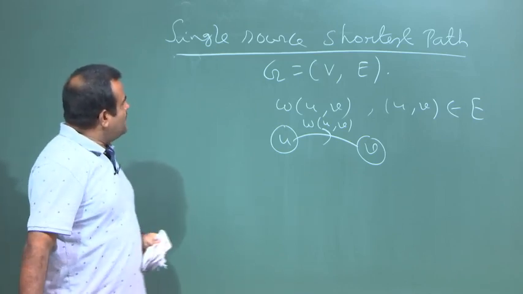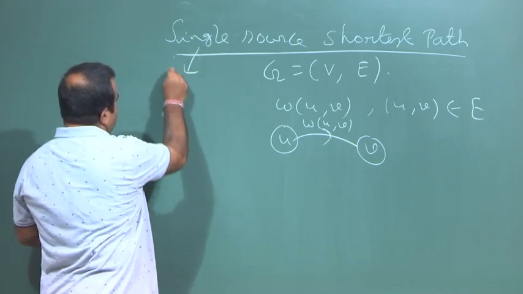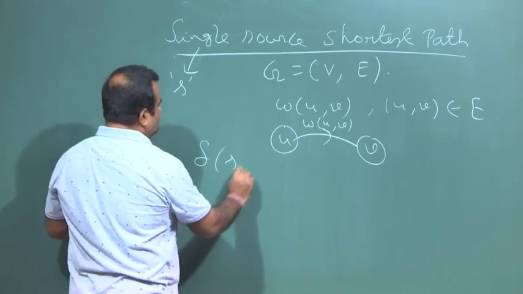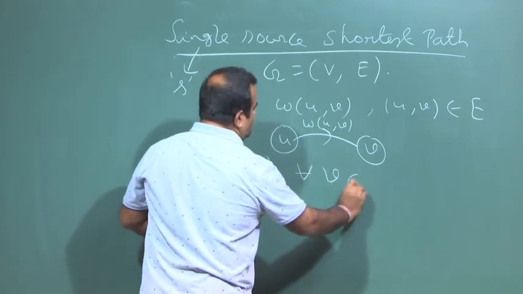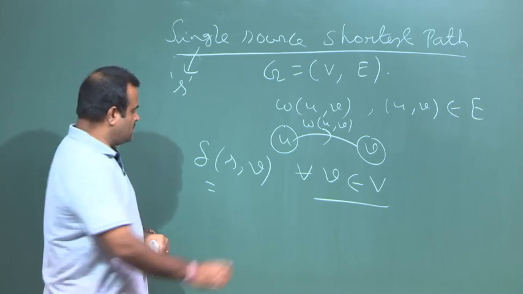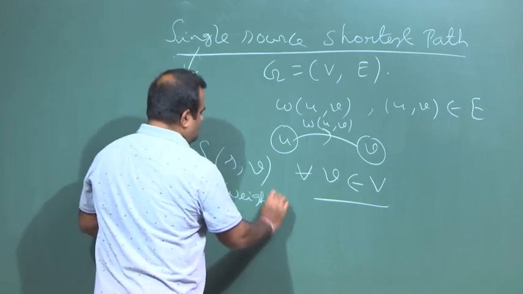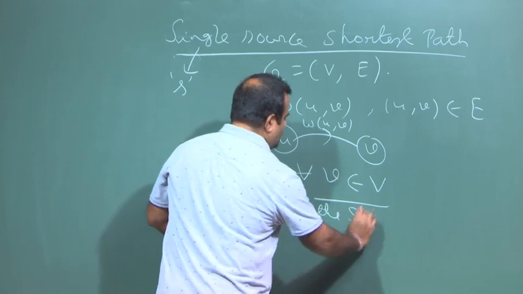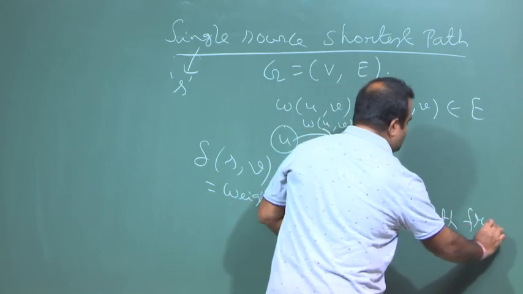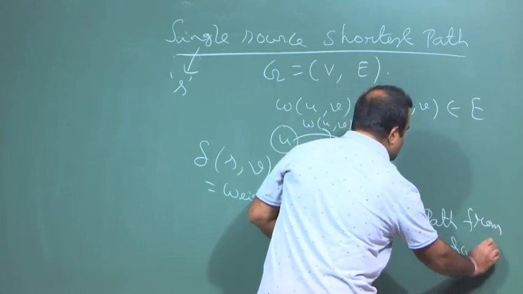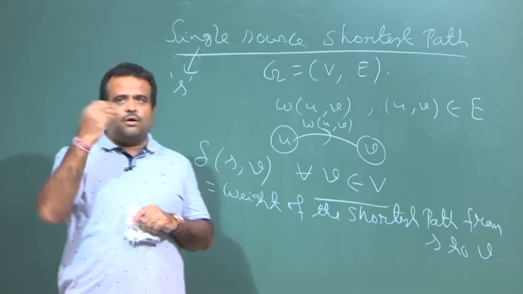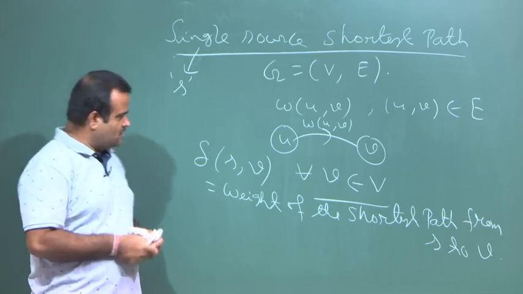Then, there is a single source S, which is also another input. We have to find delta(S,v) for all v belonging to V. This is the weight of the shortest path from S to v. We consider all paths from S to v, and among them, the one with the minimum weight is the weight of the shortest path.